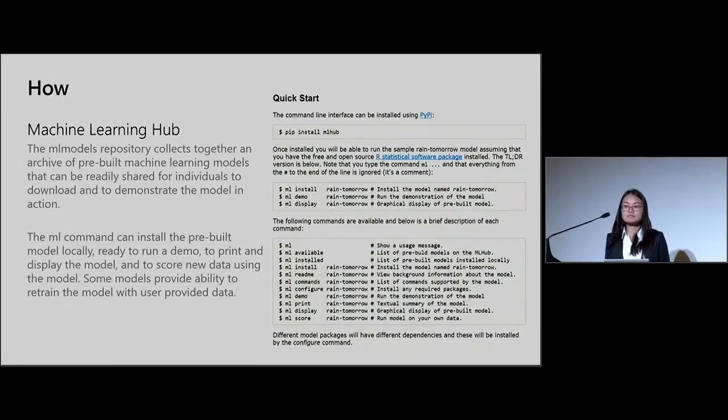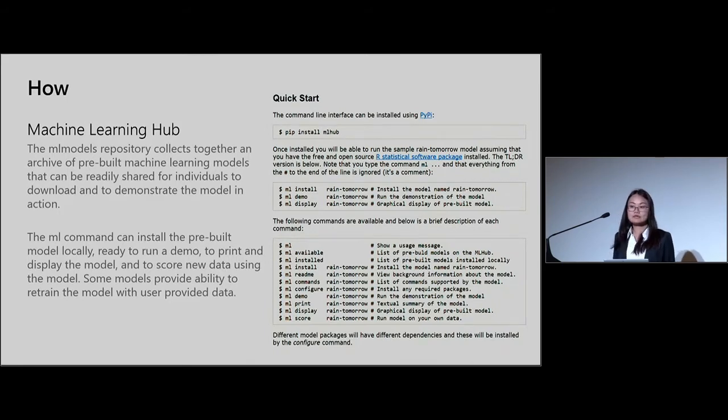How are we going to use Machine Learning Hub? The machine learning models repository collects together an archive of pre-trained machine learning models that can be readily shared for individuals to download and to demonstrate a model in action. The ml command can install the pre-trained model locally, ready to run a demo to print and display the model and to score new data using the pre-trained model. Some of the model packs can even provide the ability to retrain the model with user-provided data.